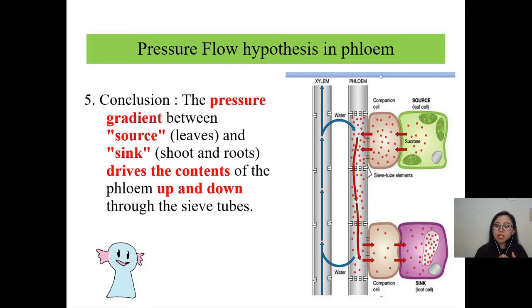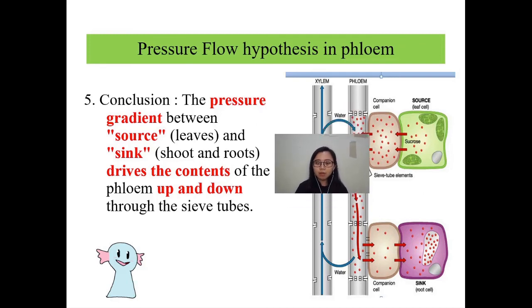Benda lain yang boleh dijadikan sebagai sink selain daripada sel-sel di akar dan sel-sel di pucuk, sel-sel di buah-buahan dan di bunga pun boleh jadi sink. As long as that thing is producing more sugar than it uses, it is source. If that thing is consuming more sugar than it produces, it is sink. Okay, so that's just a tidbit of information in case you are confused kenapa sekejap dia cakap up, sekejap dia cakap down.